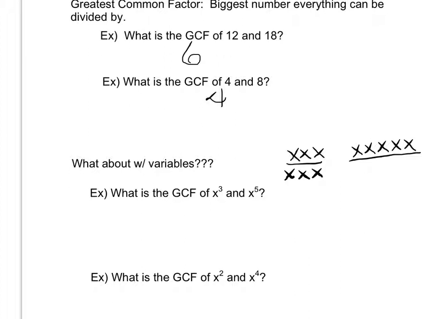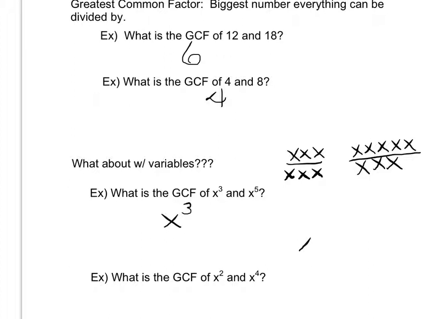Since I'm concerned with the biggest number, or in this case, the biggest or most amount of variables they can both be divided by, even though I know I could put 5 x's underneath this x to the 5th, I am going to be limited by the number of x's I wrote under here. So I'll only put 3 x's underneath. And I see that then their GCF is x cubed.